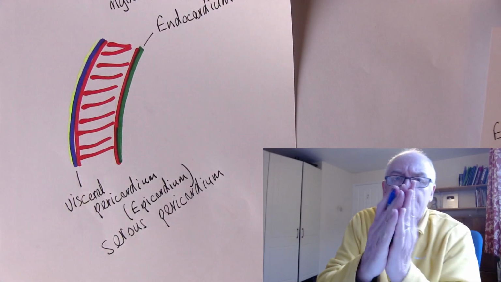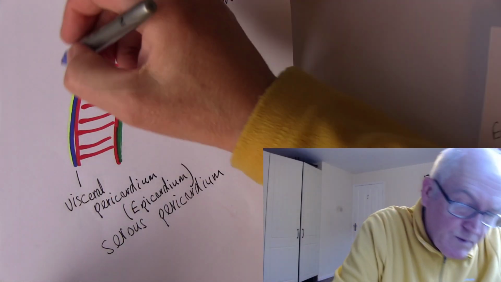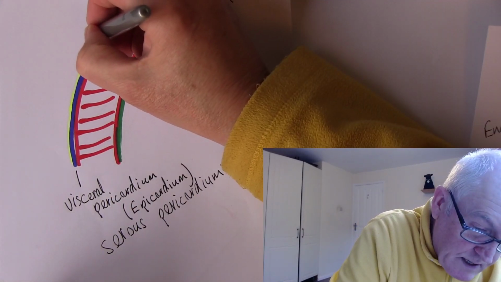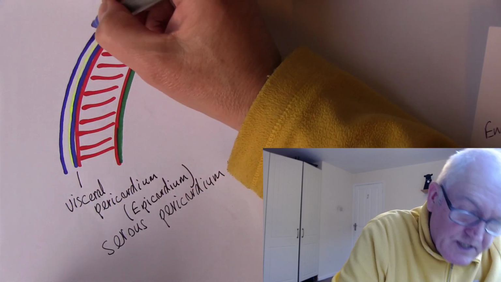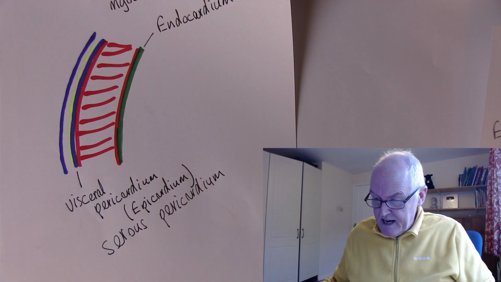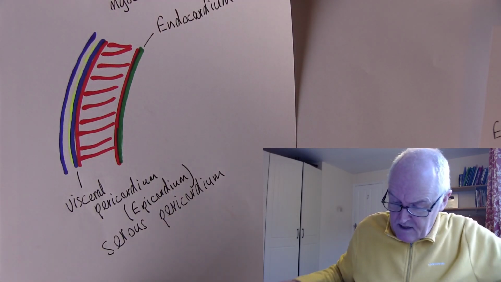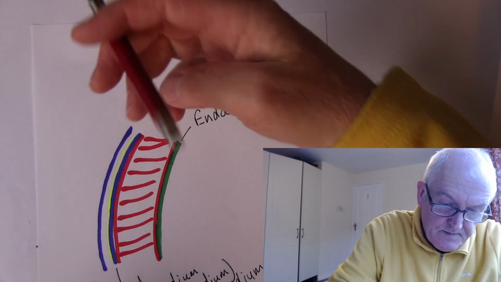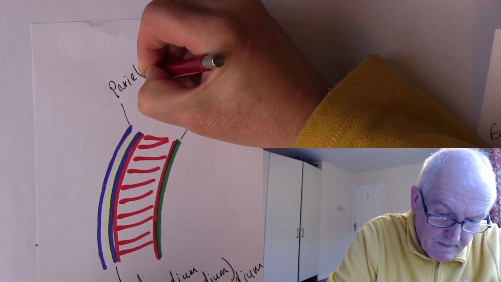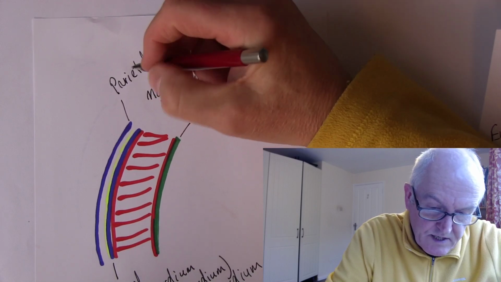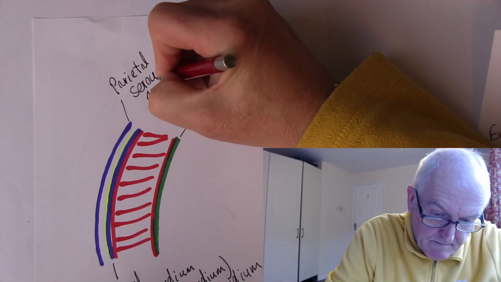And again, these are in contact, anatomically speaking, but we'll draw them with a bit of a physical gap just for the aid of the diagram. So we have that bit on the outside, and if it's on the outside, it's going to be the parietal pericardium. So that there is the parietal. It's also the serous pericardium.